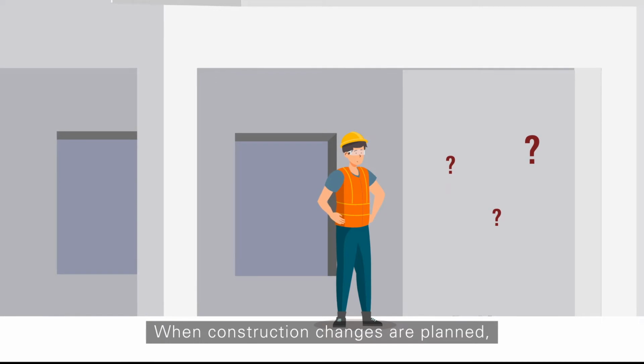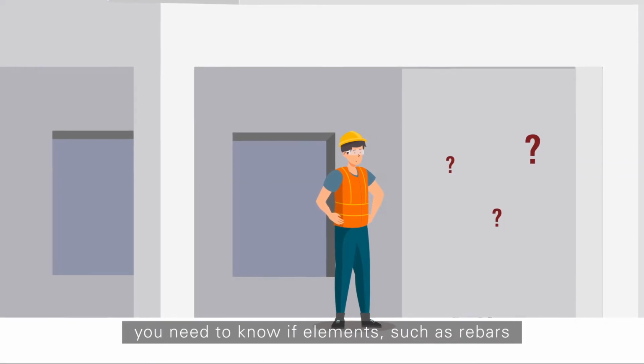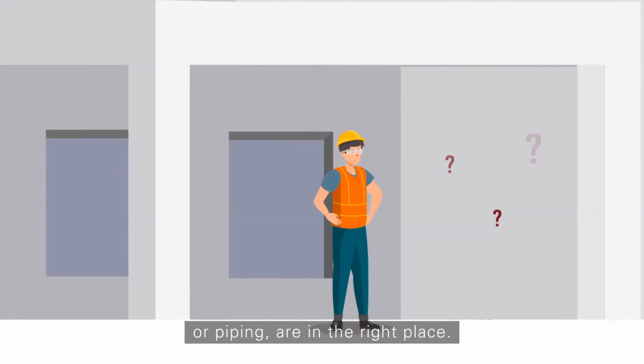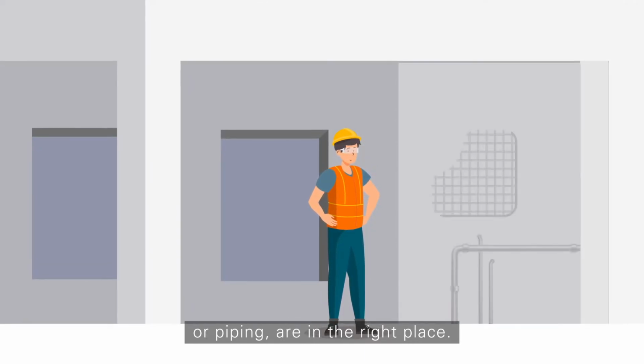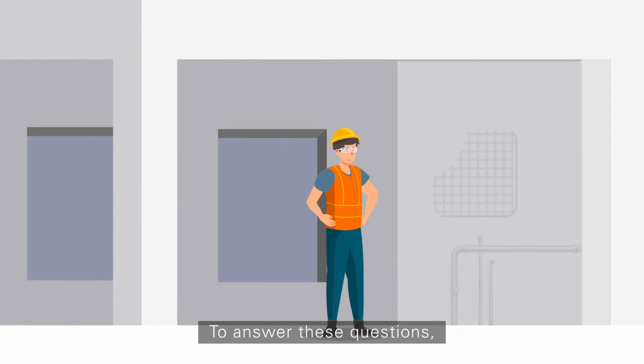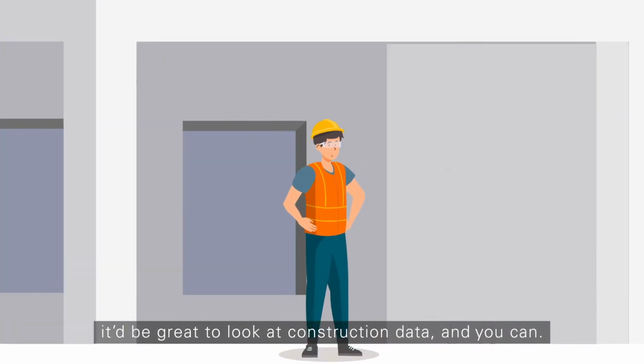When construction changes are planned, you need to know if elements, such as rebars or piping, are in the right place. To answer these questions, it'd be great to look at construction data, and you can.